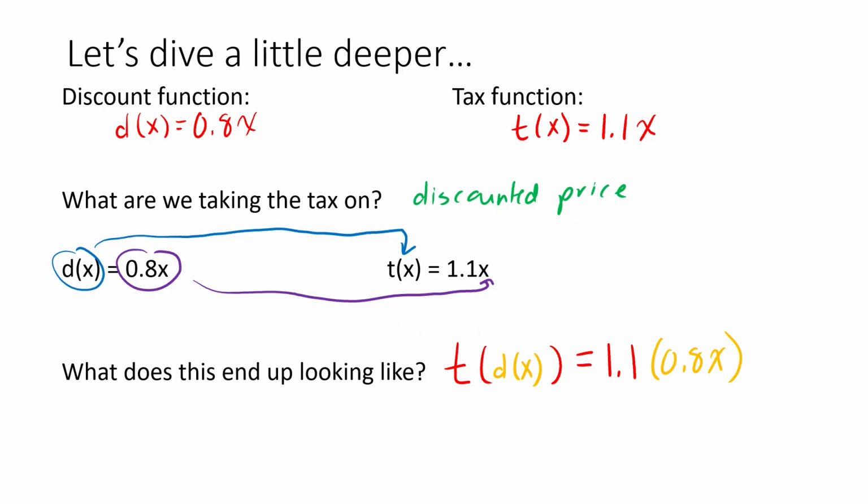Okay, and we can actually simplify that a little bit further. So we have T of D of X, and we would just do 1.1 times 0.8, which is 0.88x. So what that tells us is that instead of multiplying by 0.8 and then taking that number and multiplying by 1.1, we could just take the price on the price tag and multiply that by 0.88. And that would jump over that middle step and get us right to what I'm going to have to pay when I go to the register.